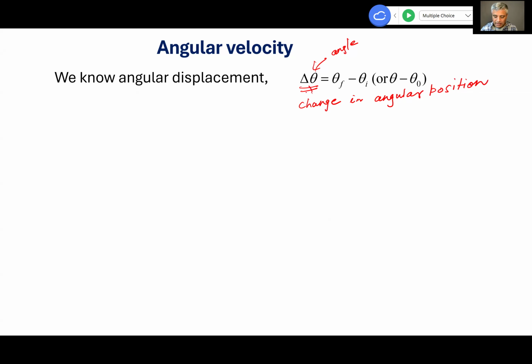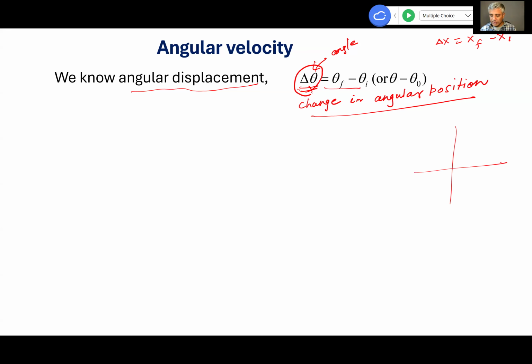So that's what that is. Okay, theta is angle, but when we combine that with the delta, that is change, right? And we also call that angular displacement. So just like linear displacement, for example, we write that as a final position minus initial position. Similarly, we write angular displacement as a difference between final angular position and initial angular position.